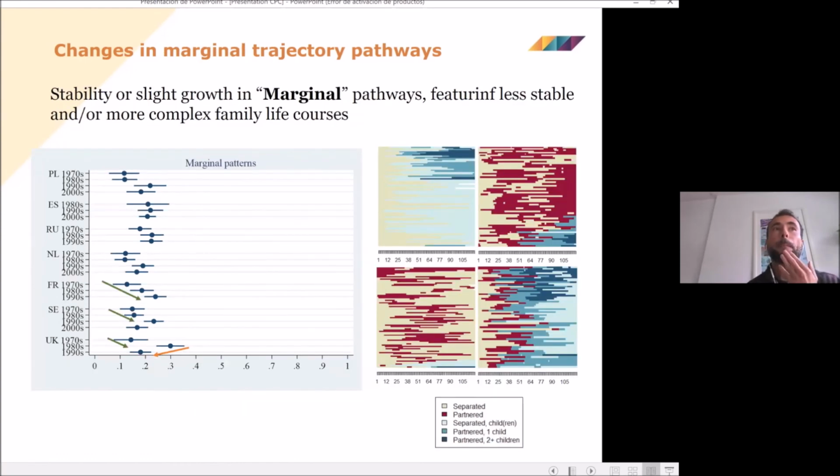So finally, if we move to the marginal pathways, here I'm showing you regression results where I have pulled together these four sets of complex and unstable family pathways. You can see here that even pulling them together, they remain marginal. They are in general very marginal. There have been only slight increases in these marginal pathways, mostly peaking in the 90s and with some stabilization since then. Again, interestingly, the UK shows a trend of increase until the 80s, and then a trend of decrease from the 80s and the 90s, which is also very interesting.